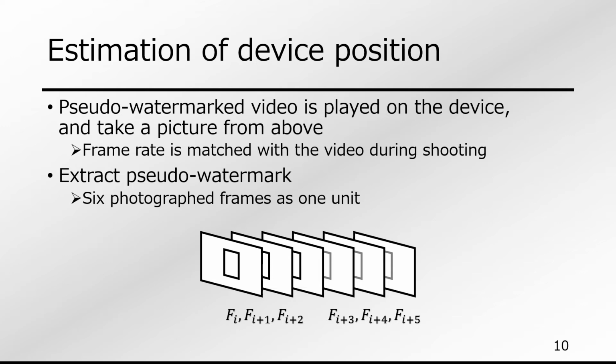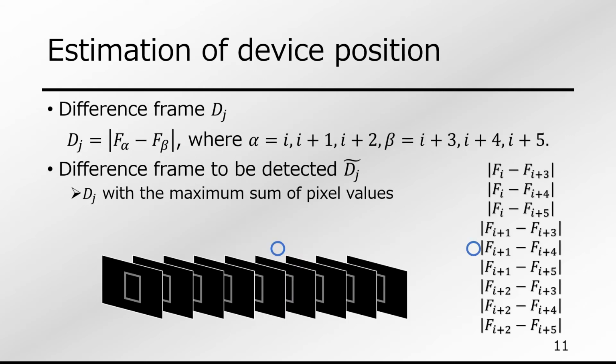We consider if the difference frame with the maximum sum of pixel values can clearly distinguish the device screen area and the device background area when the binarization processing is performed. The difference frame is set to dj and calculated by equation 1. dj is the one with the maximum sum of pixel values for each difference frame. dj is the difference frame to be detected.